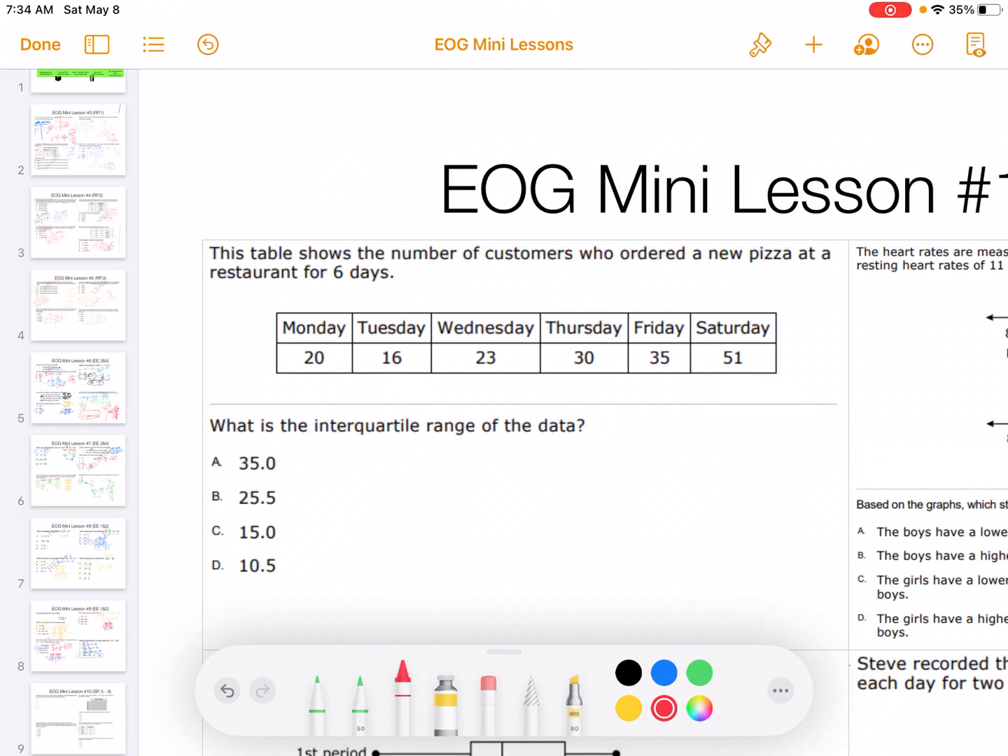EOG Mini Lesson number 13. So this is our last mini lesson. It says the table below shows the customers who ordered a new pizza at a restaurant for 6 days. So what is the interquartile range of the data?